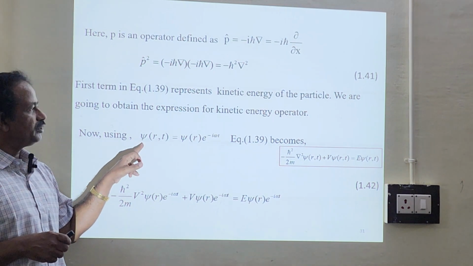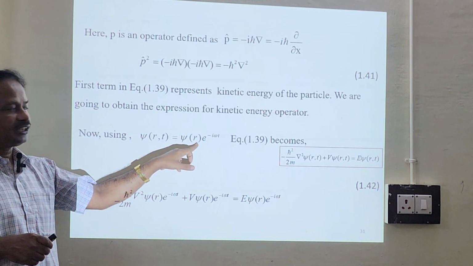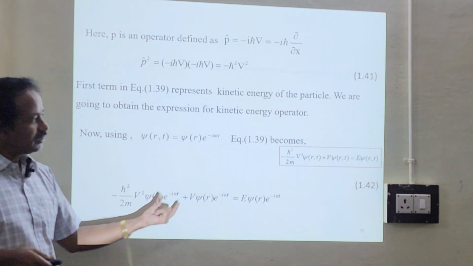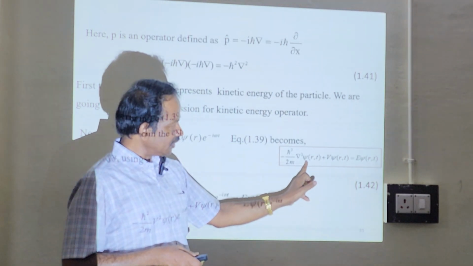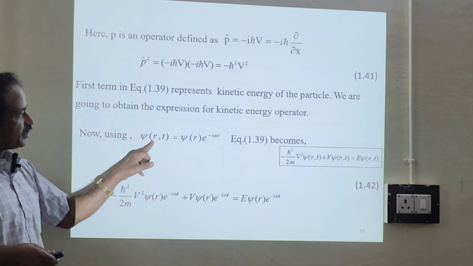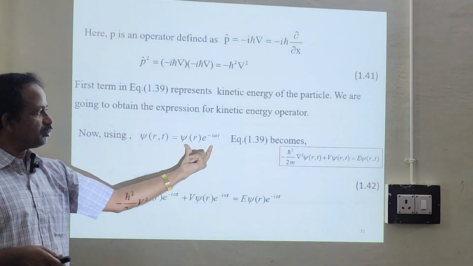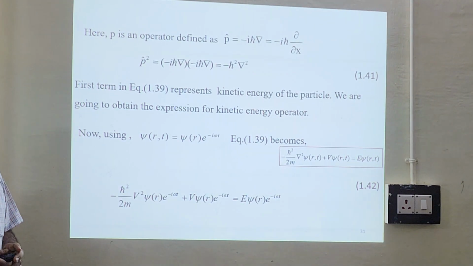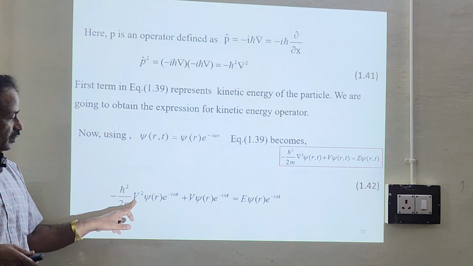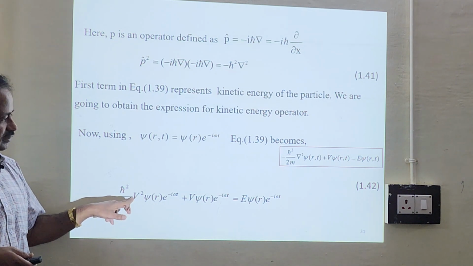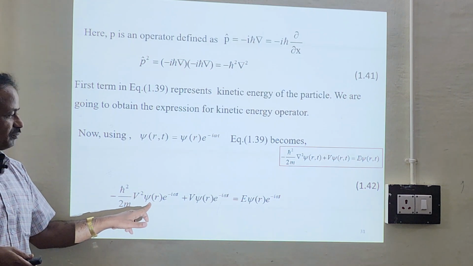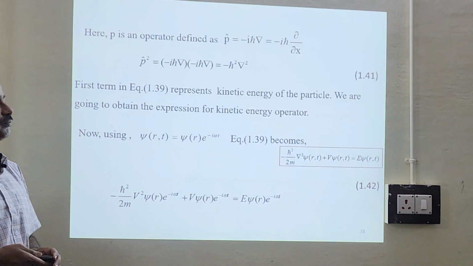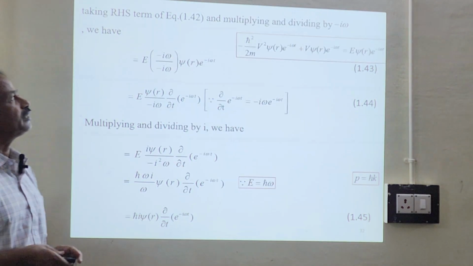We will see. So we know that psi of r comma t equals psi of r e power minus i omega t. We know this already. So you can write psi of r comma t exactly in this expression. So minus h bar square divided by 2m, you have del square. Okay, this is del square, not p square. Del square psi of r e power minus i omega t plus V psi of r e power minus i omega t equals E psi of r e power minus i omega t.